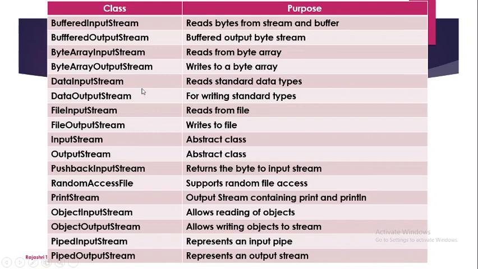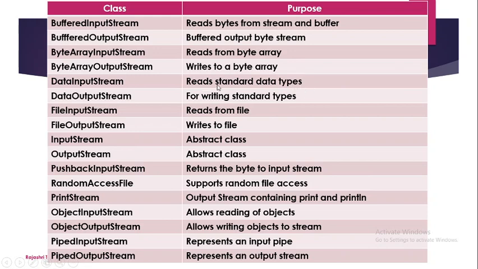Data input stream reads standard data types. In the last lecture also we have discussed this point. Whatever data we read from input devices will be in the form of zeros and ones. We want this data in the related primitive data types, and this class, data input stream, helps to read data in the standard data types.